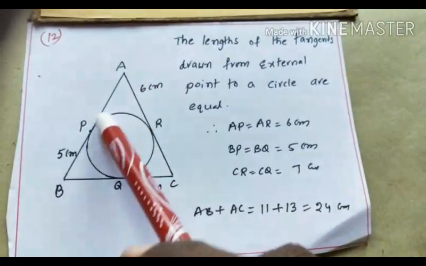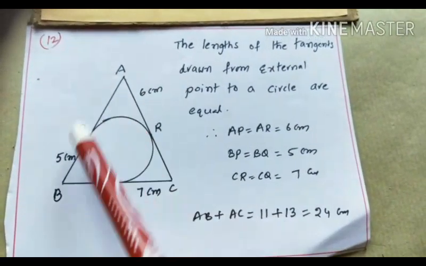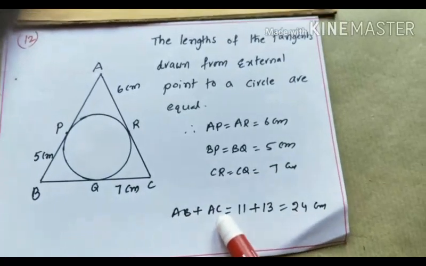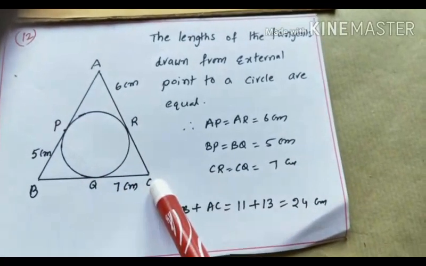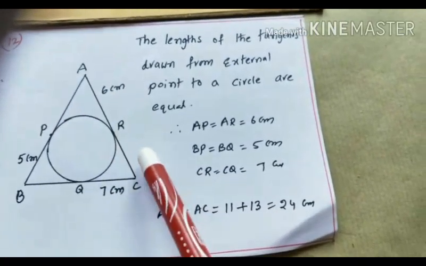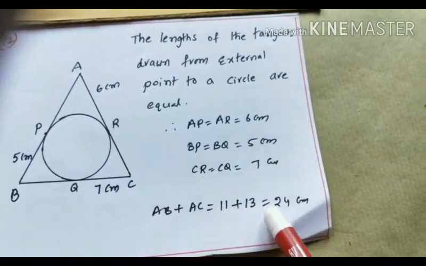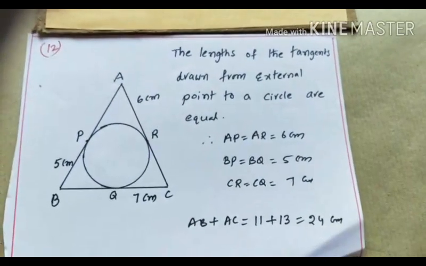Here AB means AP plus PB. AP 6 plus 5, 11. AC means AR plus CR, 6 plus 7, 13. So 11 plus 13 equals 24 centimeters.